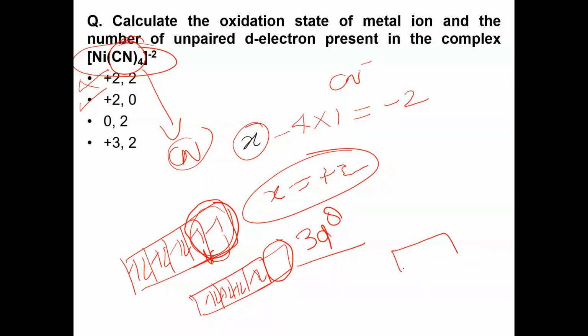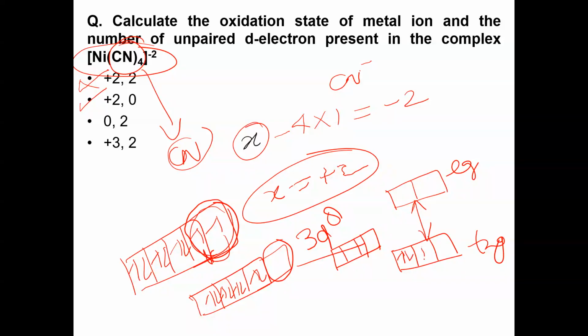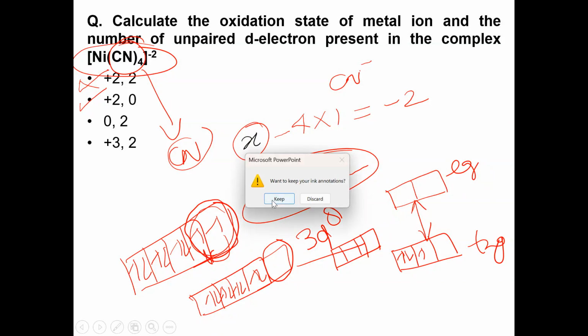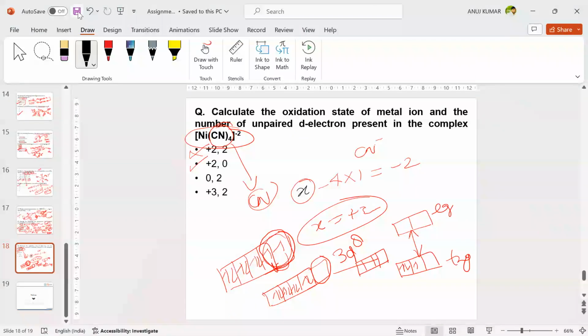Because in the CFT, crystal field theory, the d orbitals are basically degenerate, and they are distributed like this: t2g and eg. So what the strong ligand does is, the energy difference between these two orbitals is very high, so all these electrons will pair up, right? Those things will be explained in detail later on. So this was all about assignment 1.